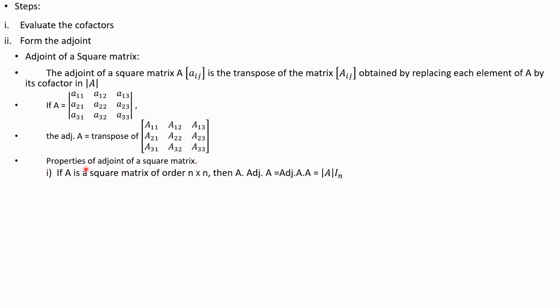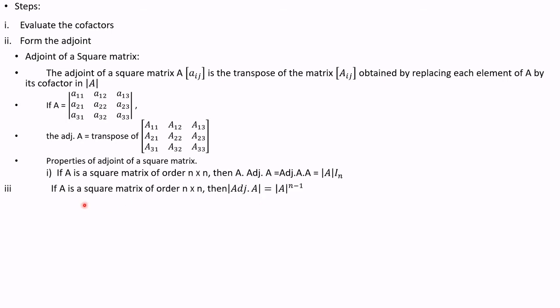lines. Properties of adjoint of a square matrix. If A is a square matrix of the order n by n, then A into adj A is equal to adj A into A, that is determinant A into In, where In is the identity matrix of nth order, which is the same as the order of the given matrix.